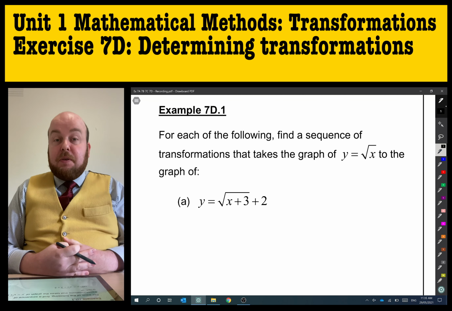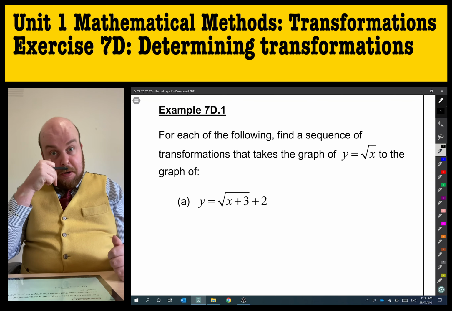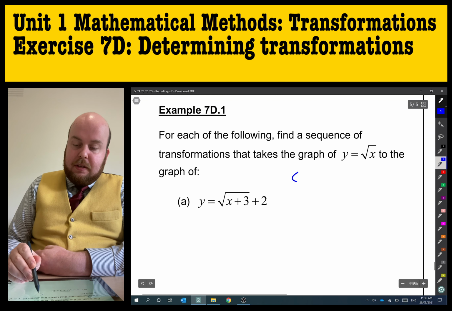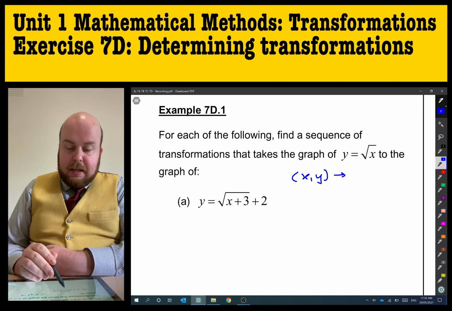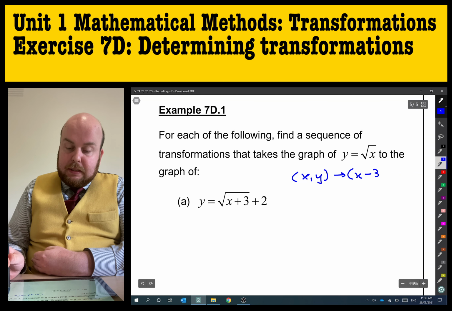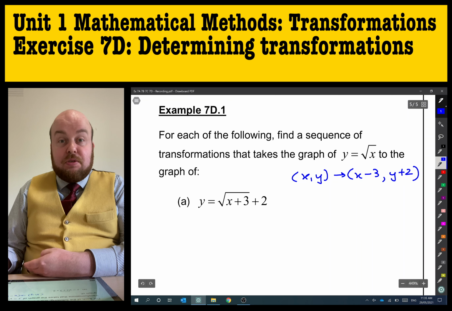For this particular equation, what I would suggest is that we have a systematic approach to describe what has happened. We've started with our x and y from the original, and what's happened? Well, we can describe here that x has moved 3 to the left and 2 up. And thus we can describe it accordingly.